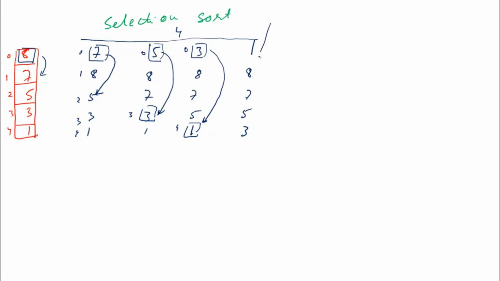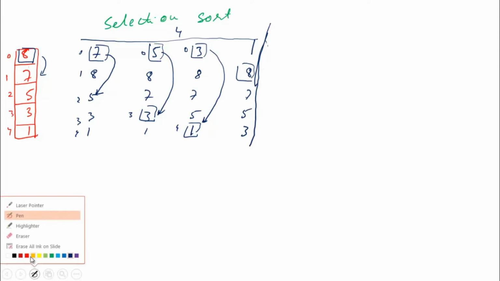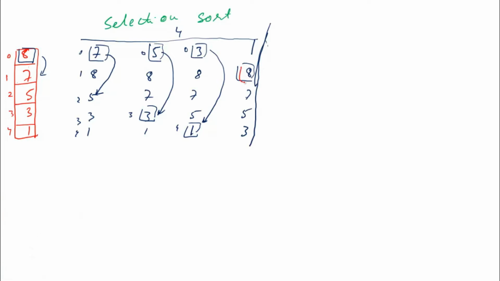Now in the second part, the 8 will be fixed here, so this will not be taken into consideration. Now it is index 1 and 2 of the array. It will check whether 8 is greater than 7. Yes, 8 is greater than 7.